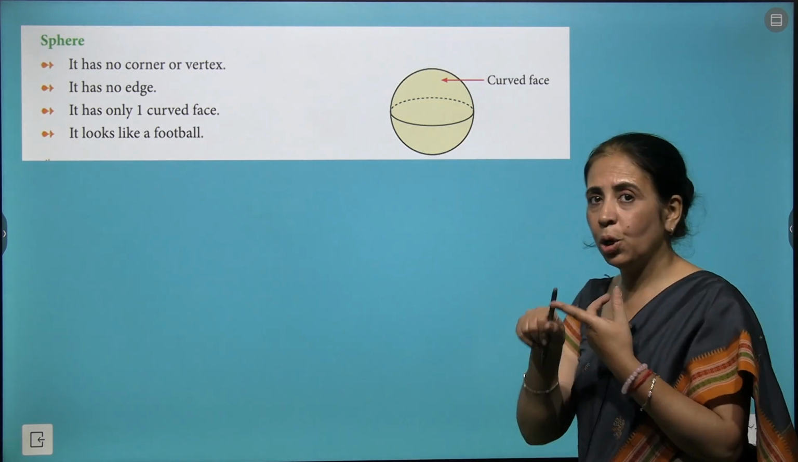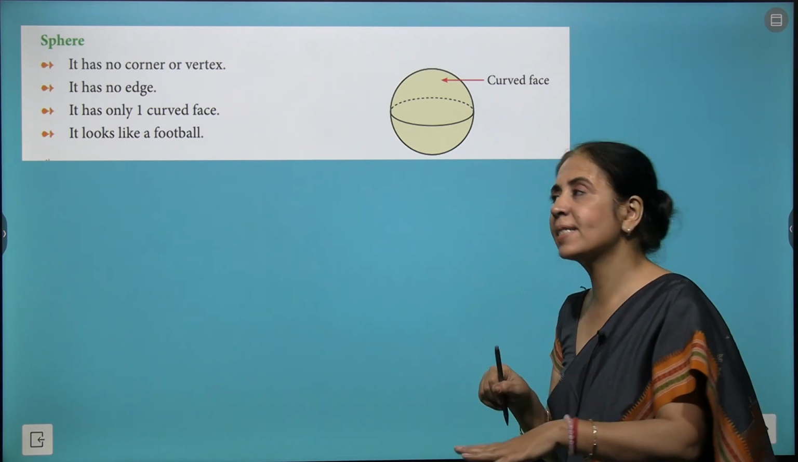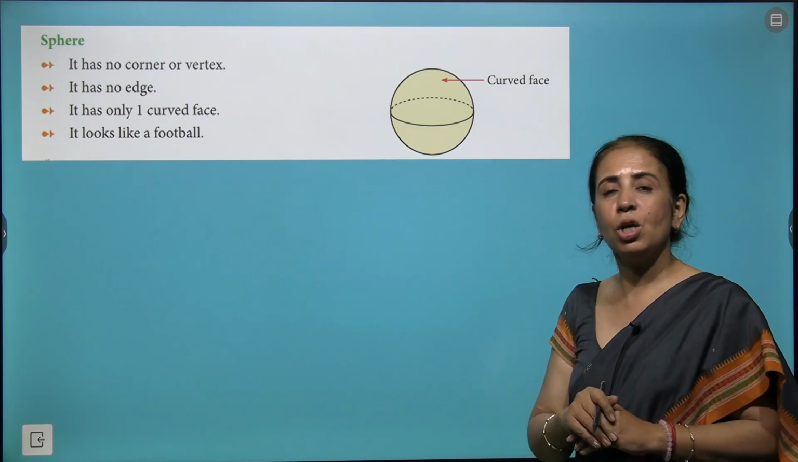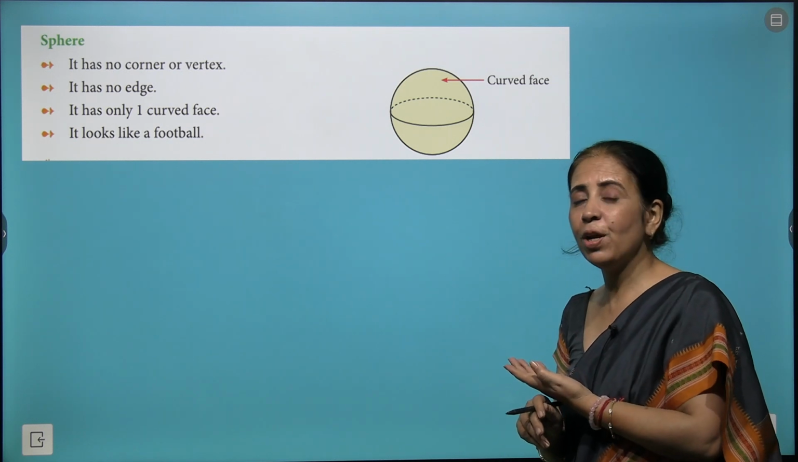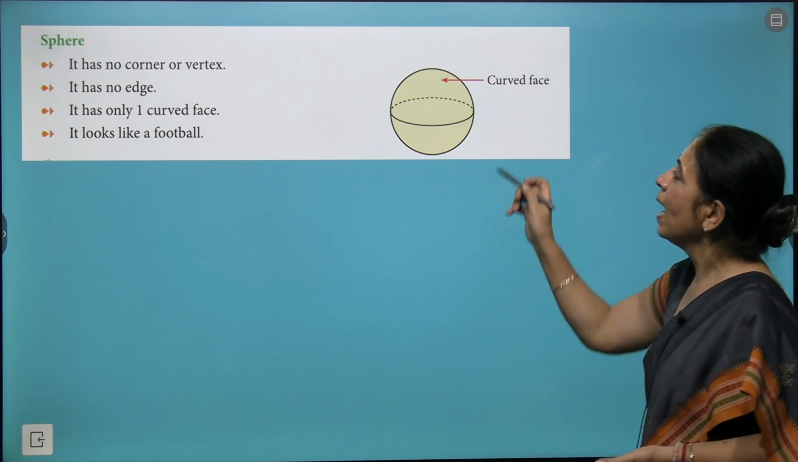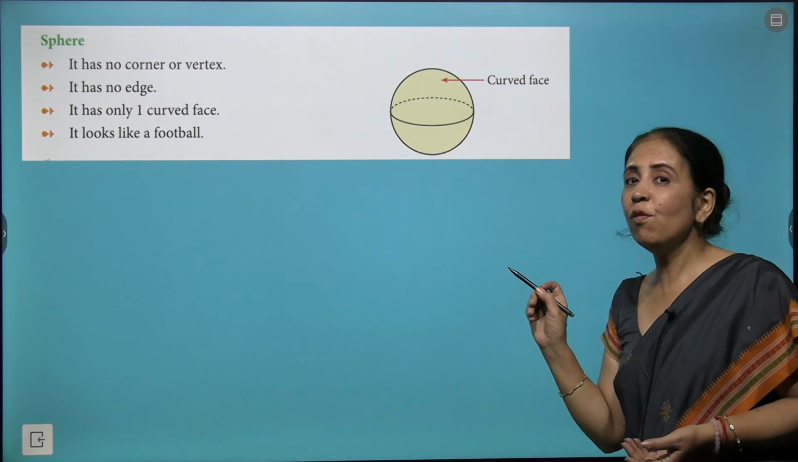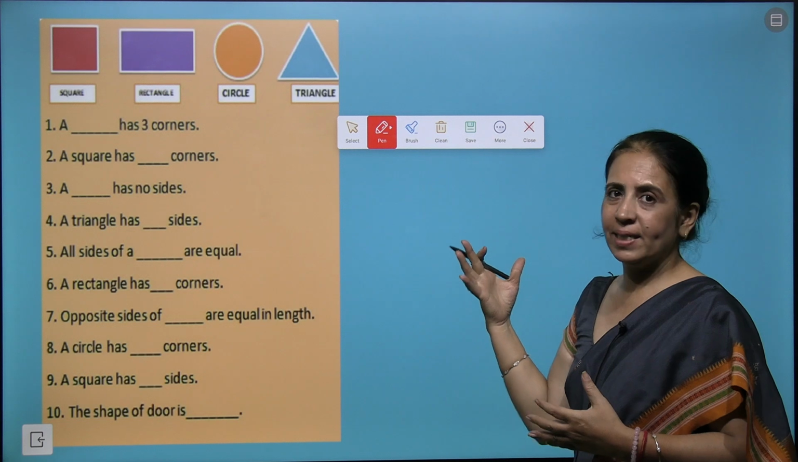But when you look at a cube, a cuboid, we cannot roll them, they only slide. And what about a ball? It is a sphere. It doesn't have any corner. It has only one curved surface and it looks like a football. Does it? Yes. Now we have an exercise for you.